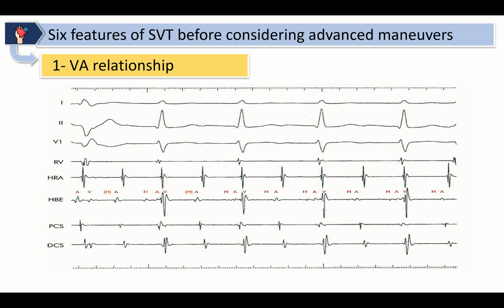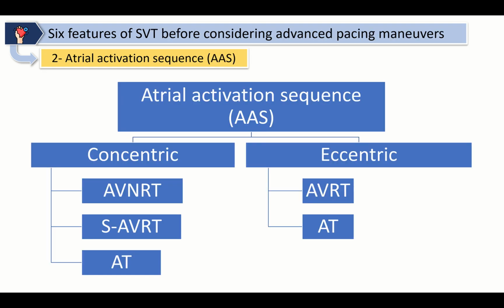So let's have an example in which we have A more than V. It's a 2-to-1 conduction. So it's SVT, narrow complex tachycardia. A is more than V. In this example, it's AVNRT with lower common pathway block. Still, we have other differential diagnoses that we can reach by EP study.